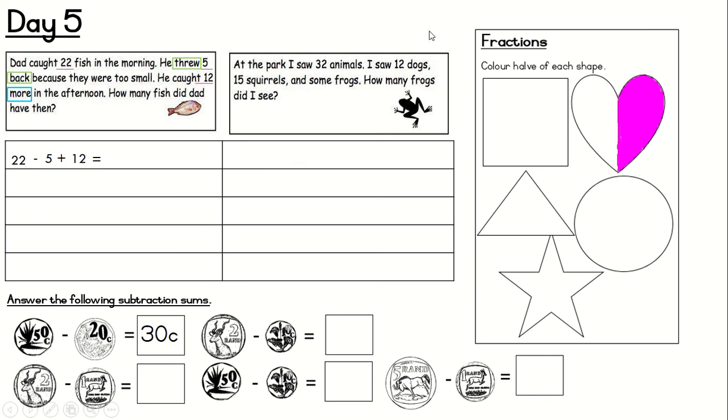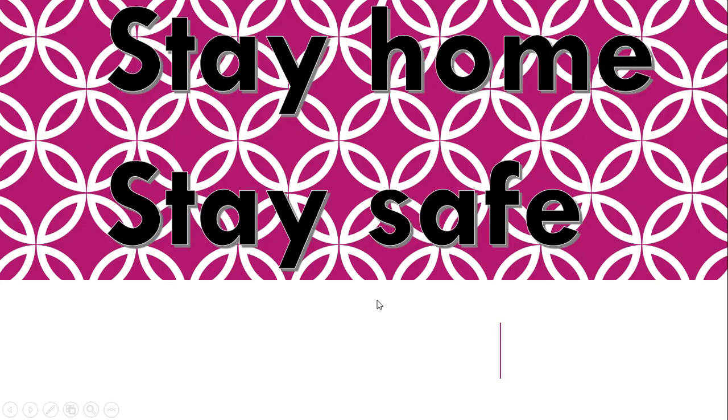There we are. Fractions. Color half of each shape. Now I've chosen the heart. You draw your line of symmetry in your shapes. And then you color only one side of the shape. And that is all for workpack 1.